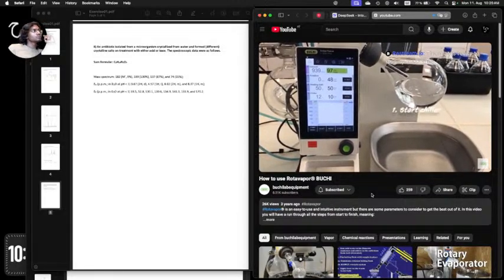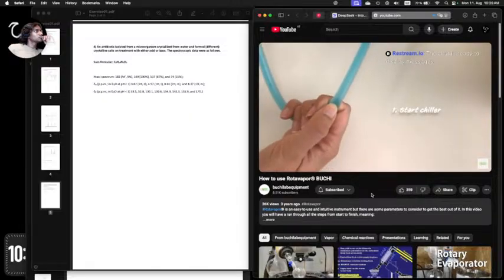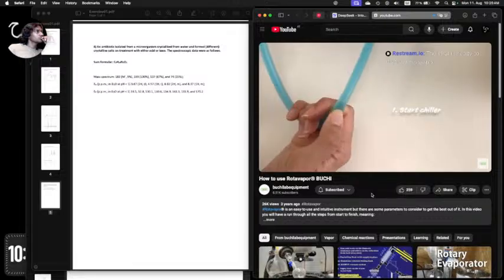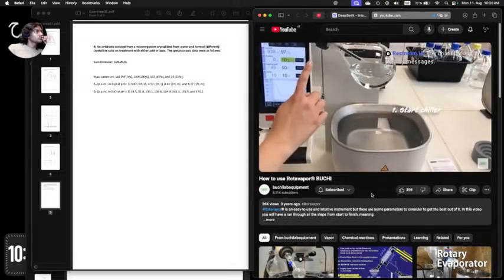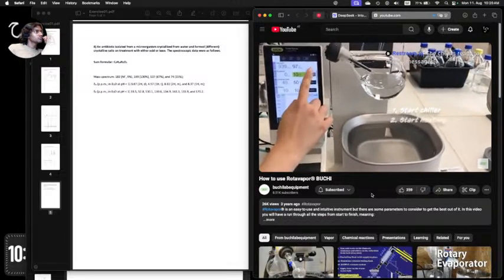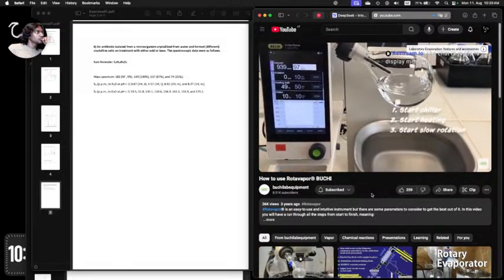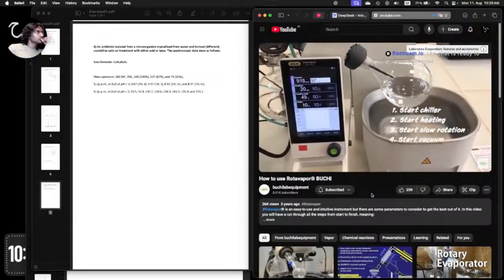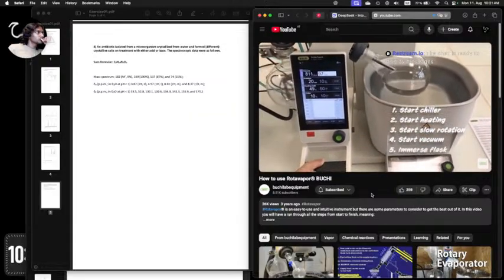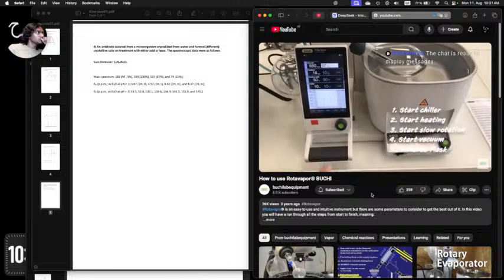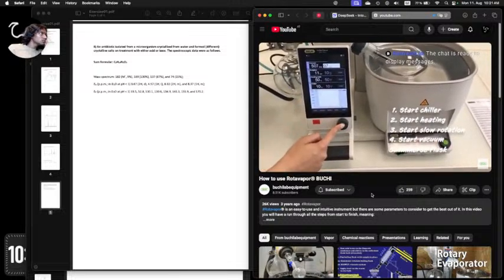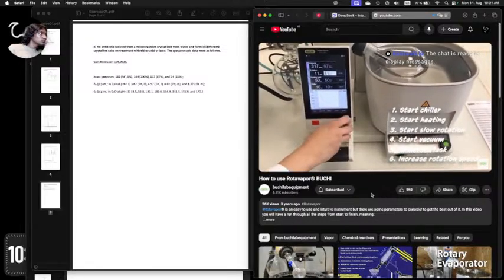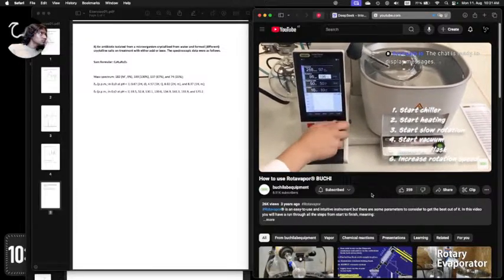Firstly, we start the chiller and check if the coolant is flowing by shortly squeezing the cooling tube. If you can feel a short pulse, it means that the coolant is running. Secondly, we start the heating and then we start the rotation slowly. Then we press start for the vacuum pump and we can submerge the flask deeply into the heating medium. Once this is done, we can increase the rotation speed to 280 RPM. This is the optimal rotation speed.